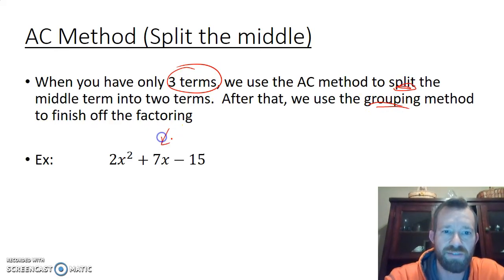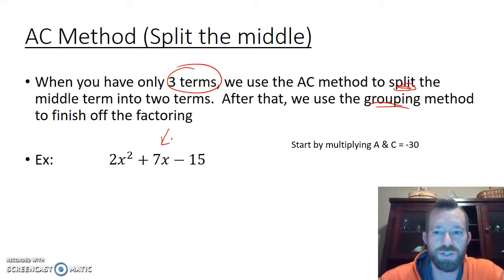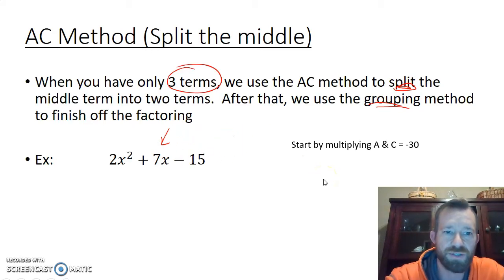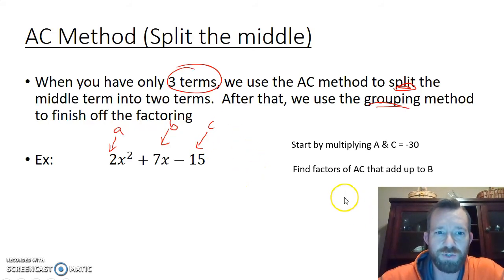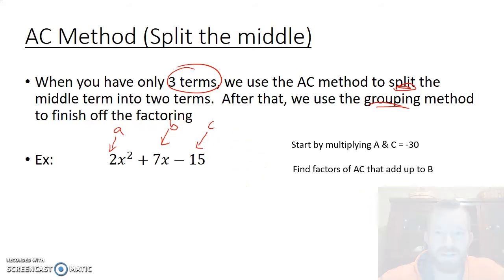So we're going to take this 7x and split it. We start off by multiplying a times c. The value of a is 2, the value of b is 7, the value of c is negative 15. So we multiply a times c and get negative 30. After we're done with that, we try to find 2 factors of AC that add up to b.